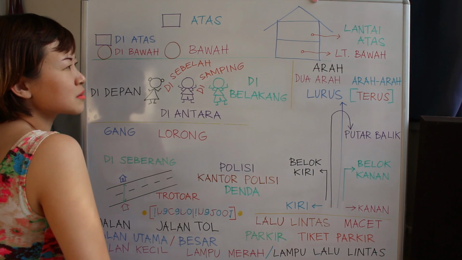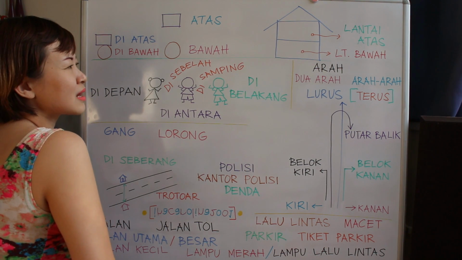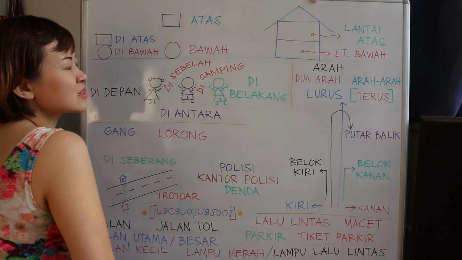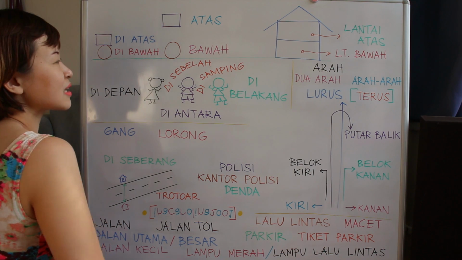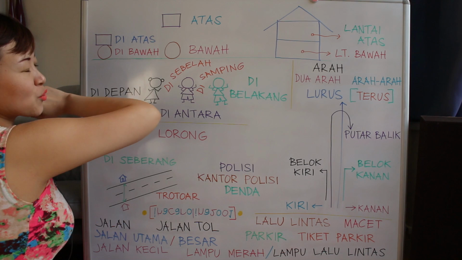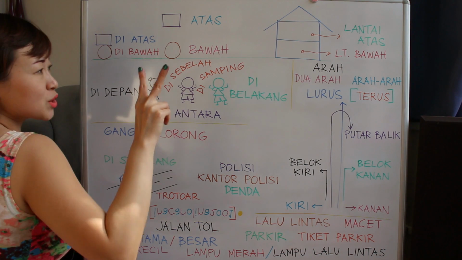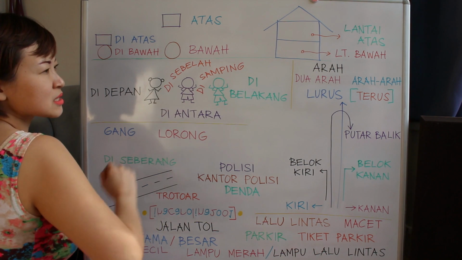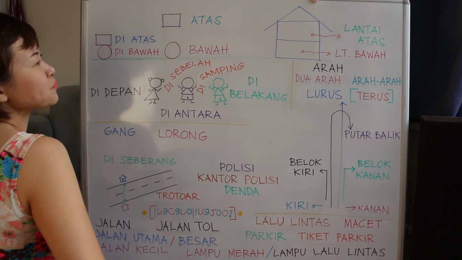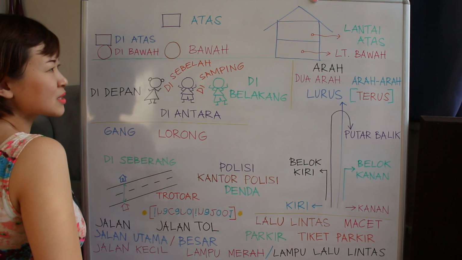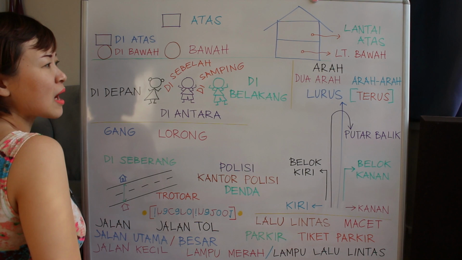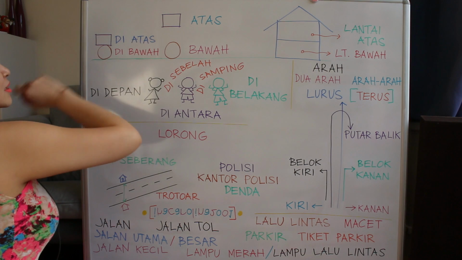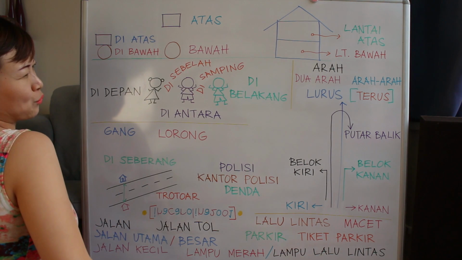House, upstairs, lantai atas. Lantai is floor, atas, top or above. Two words: lantai, floor, atas, top or above. Downstairs, lantai bawah. Lantai, floor, bawah, under or below.